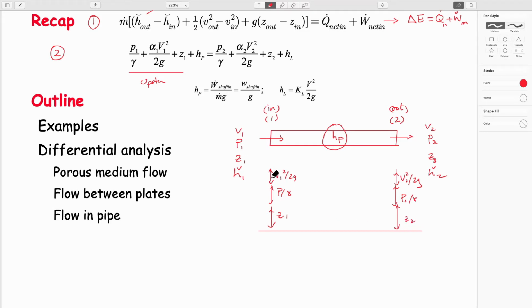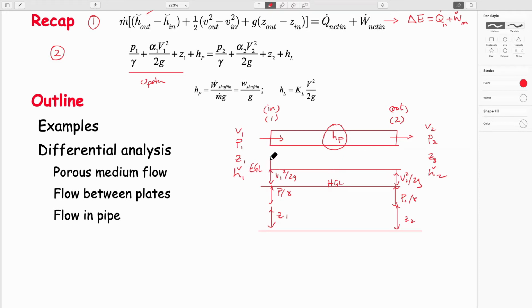And I guess the other thing is we talked about a hydraulic grade line, HGL. Oh, sorry, that's EGL, right? That's EGL, energy grade line. And the hydraulic grade line would just be the pressures and the elevations. But this pump head idea, I guess we've drawn it slightly differently.